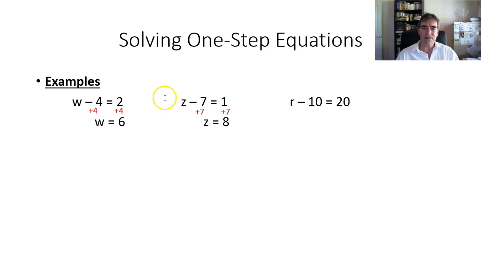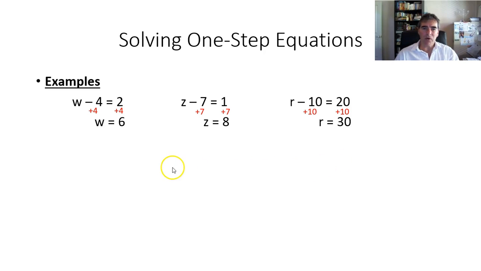And again, test it. 8 minus 7 is 1. Yes, that's what I want, so I know that's right. And our last one here, opposite of take away 10 is to plus 10 on both sides. So they cancel out there, and 20 plus 10 equals 30, so r equals 30.